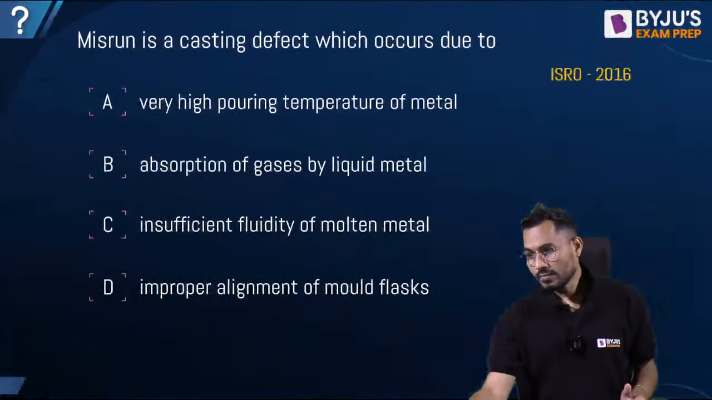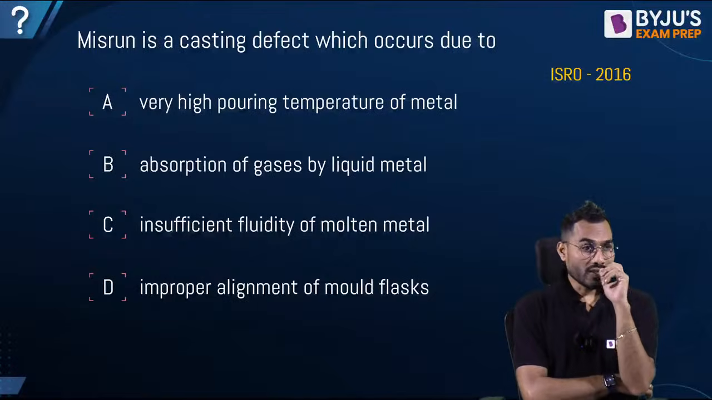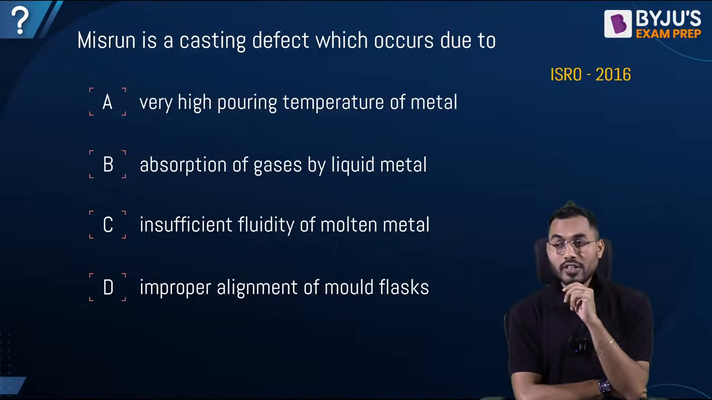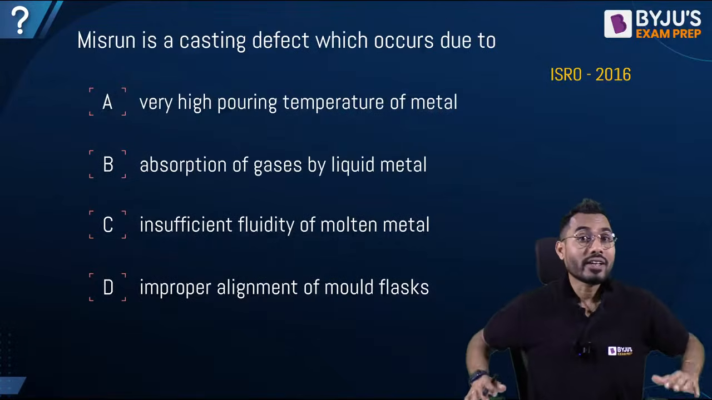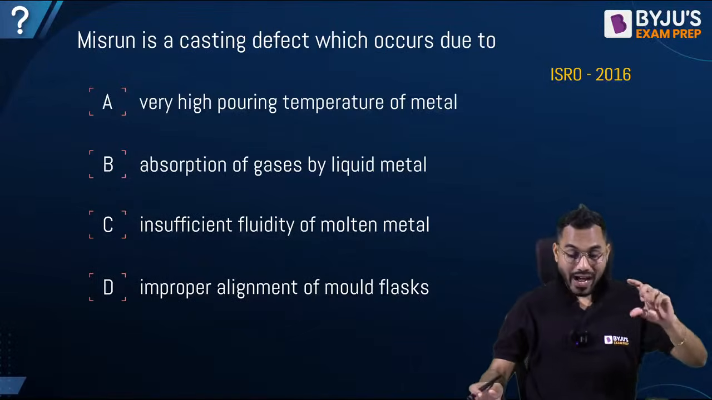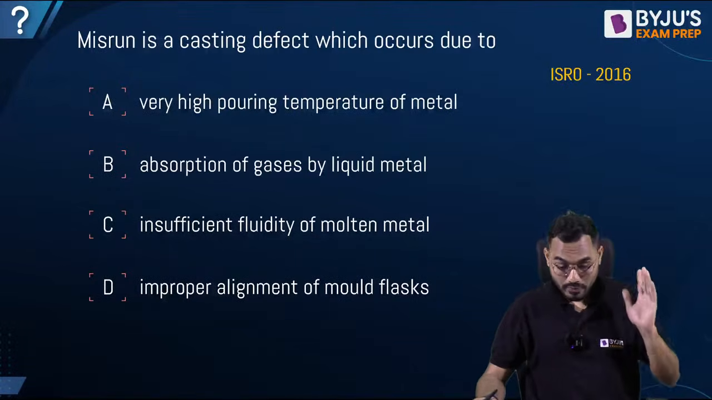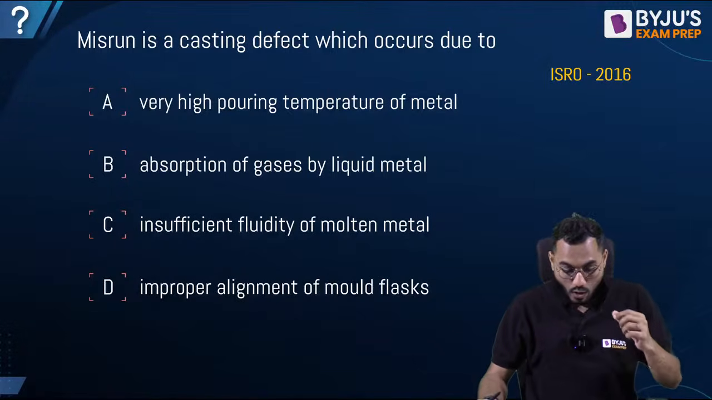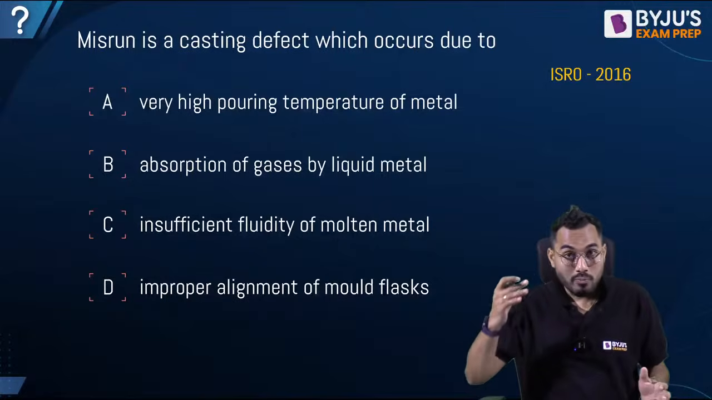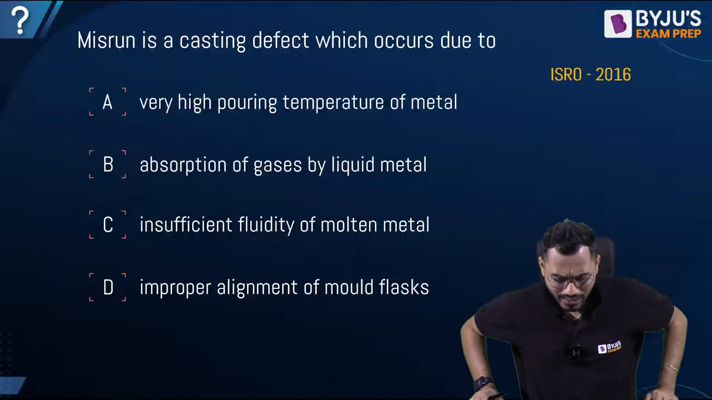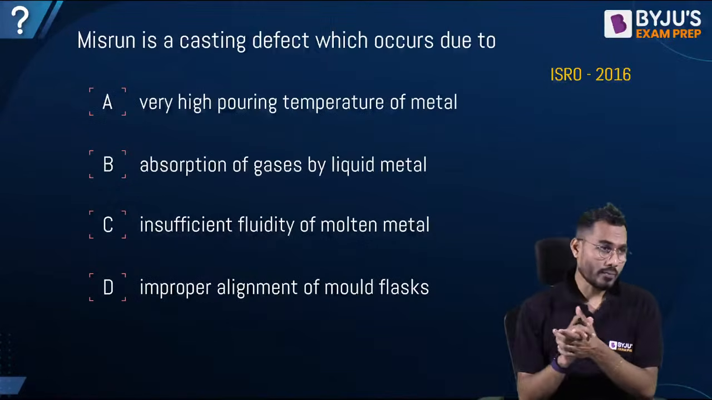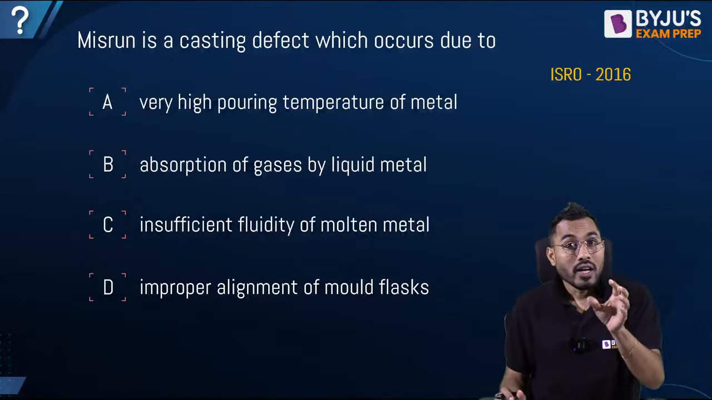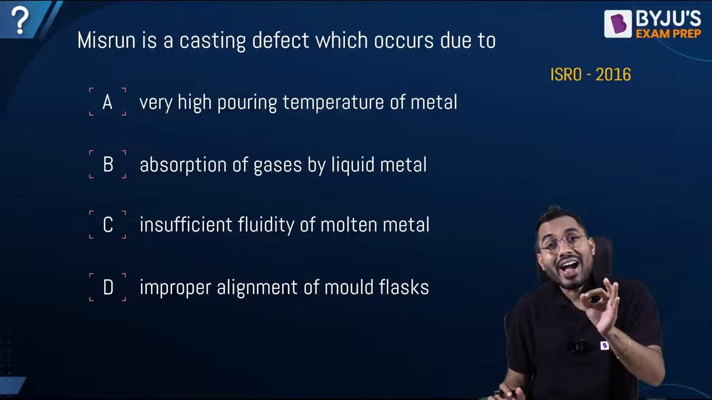Next question. Again, a 2016 question, if you are preparing. Misrun is a casting defect which occurs due to what? Why does the Misrun defect come in the casting process? That's the question. Very high pouring temperature of metal, or aspiration of gases by liquid molten metal, or insufficient fluidity of molten metal, or improper alignment of a mold flask. We know what is meant by Misrun defect: improper filling of the casting cavity.